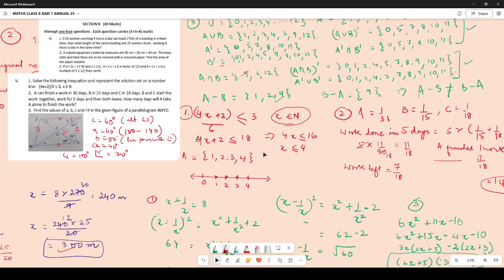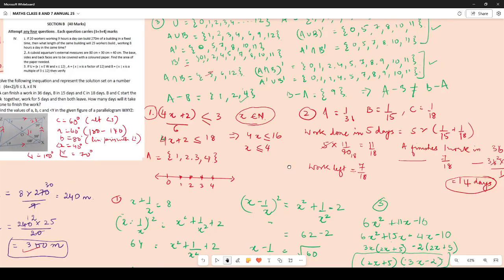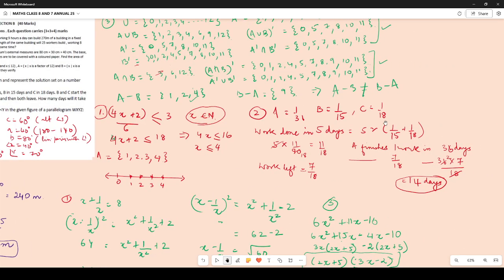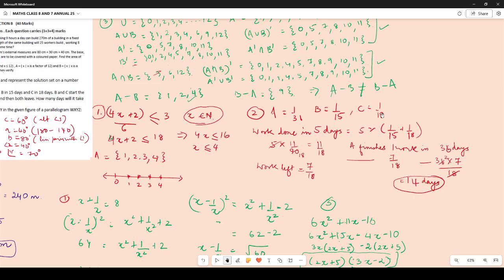Now, to the next question. A can finish a work in 36 days, B can finish a work in 15 days, and C can finish it in 18 days. B and C work for 5 days and then they leave, and then it is left to A to finish the rest of the work. So, let us first see how much work is done by B and C. Combined work rate of B and C is 1 by 15 plus 1 by 18. That makes it 11 by 90, right?